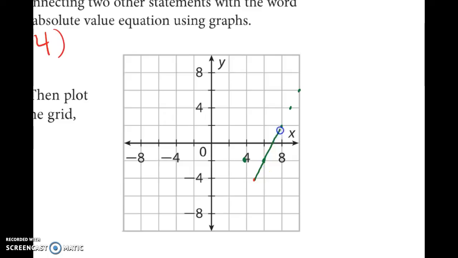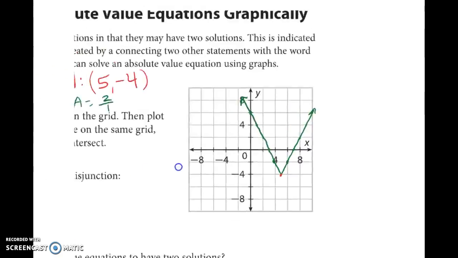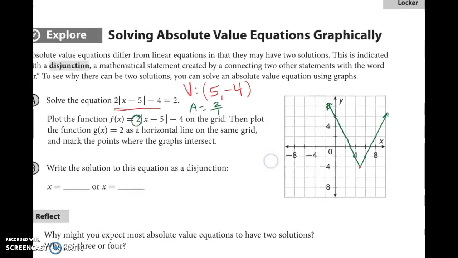And now when I connect these, I have one part of my graph. From here I went up 2 and back 1, repeating that a few times. I'm repeating my amplitude so that I'll get a more accurate graph here. So that's the first part that it's asked us to graph.